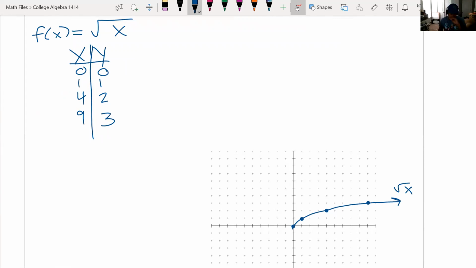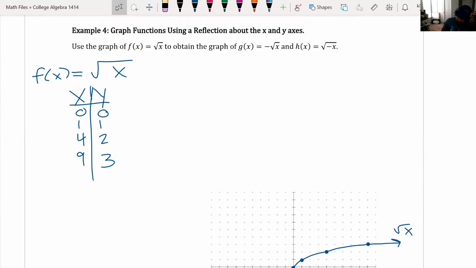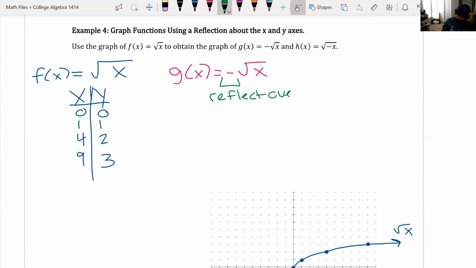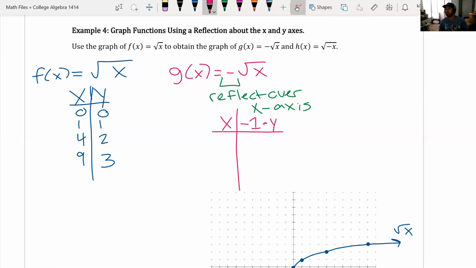There's the square root of x. Okay, and then the next is g of x equals the negative square root of x, which means this negative means we will reflect over the x-axis. Which means if it's on the outside of the function, it only affects the y values, which means you're going to take the y values from the parent function and just multiply them by -1. X values stay the same. So x values stay the same, and all you do is take -1 and multiply all the parent function y values by -1.